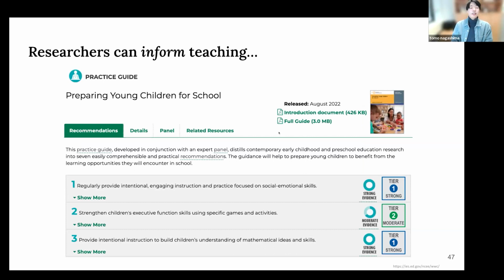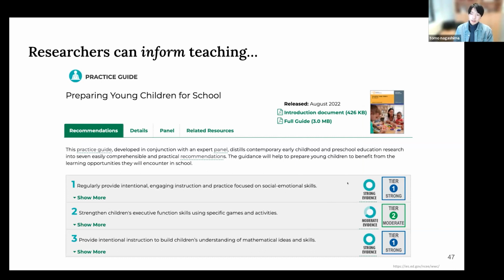For example, if we take a look at this practice guide on preparing young children for school, you can see that there are some strategies that you can use. For example, regularly provide intentional, engaging instruction and practice focused on social emotional skills. Strengthen children's executive function skills using specific games and activities. Provide intentional instruction to build children's understanding of mathematical ideas and skills.